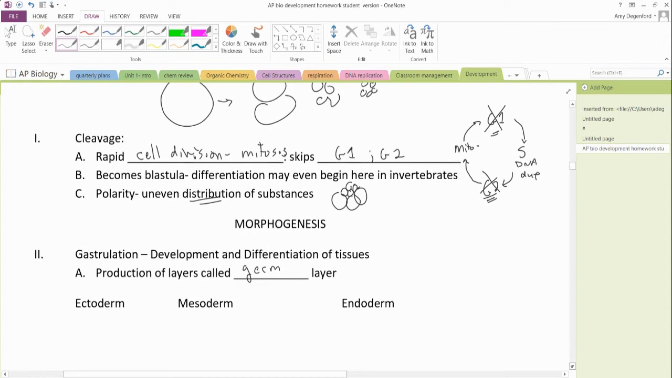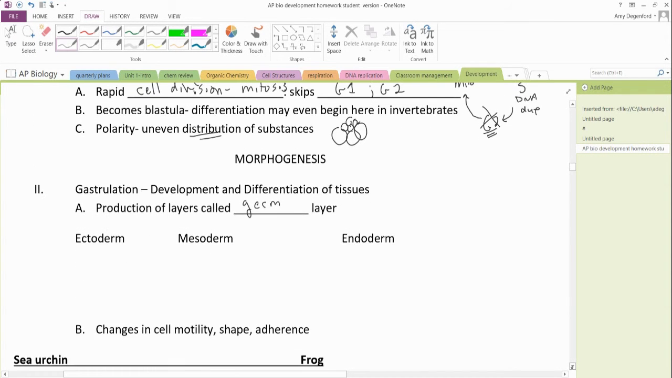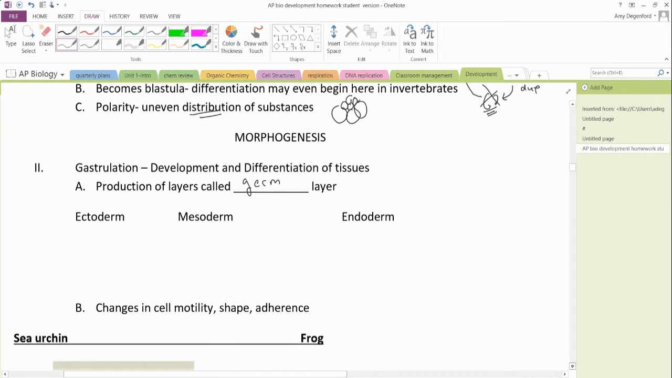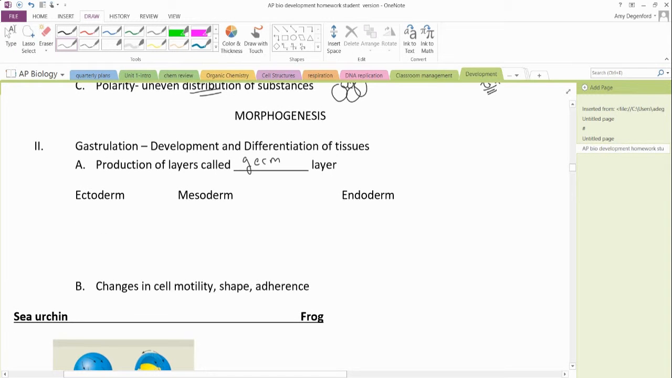But what we're really interested in is how these cells become different parts of the embryo's body plan, and that really starts happening in gastrulation. And so you start seeing the development and differentiation of tissues. And we start by outlining 3 different layers called germ layers. Now, it's not germ like bacteria, but germ for germinate, because these are like arising tissues.